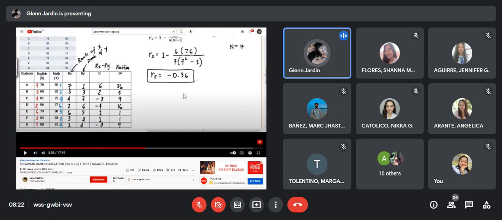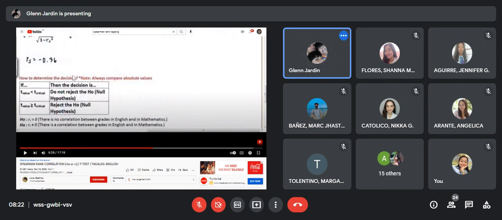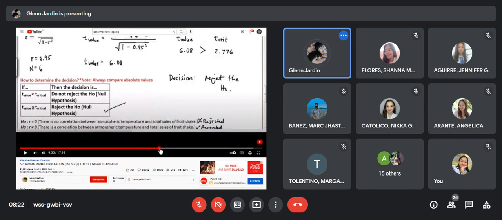But our goal here is to determine whether there is a significant relationship between X and Y. So, dito pa lang, hindi natin makakonclude kung meron ng significant relationship. Proceed natin. The next step. So, since we have negative 0.36, next step, gagamit tayo ng t-test.